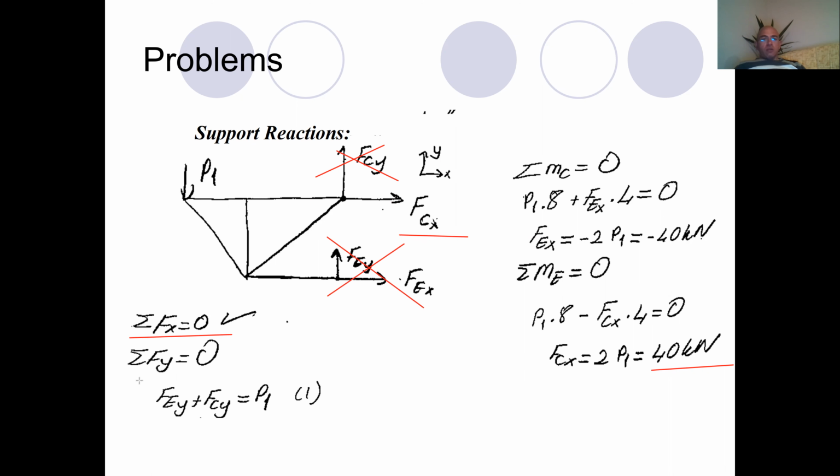Now, the next thing is the sum of the forces in the y direction has to be equal to 0. If I write the sum of the forces in y direction, I have FCY, FEY, and P1. As a result, I can say that FEY plus FCY has to be equal to P1, because P1 is in the opposite direction. But certainly, I only know the value of P1, and I need another equation to find the value of FEY or FCY. So let me call this equation 1 at the moment and leave it so.